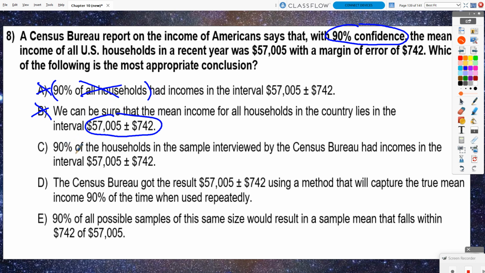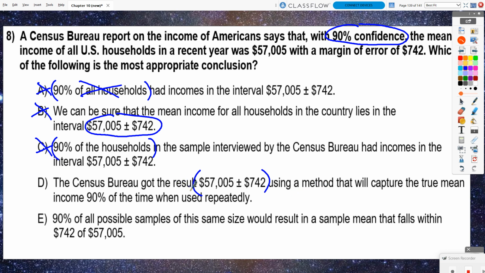C, 90% of households. Well, I can pretty much tell you that right now, this is not going to be good. D, the Census Bureau got the result, $57,005 plus or minus $742. So they're saying that they got this result of the confidence interval using a method that will capture the true mean income 90% of the time when used repeatedly.